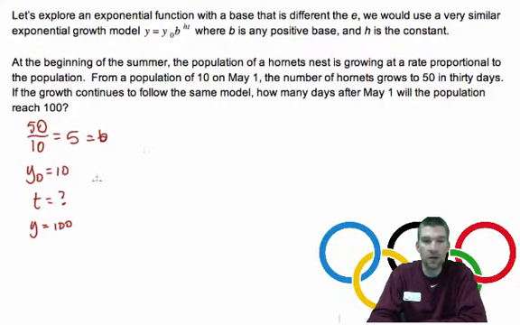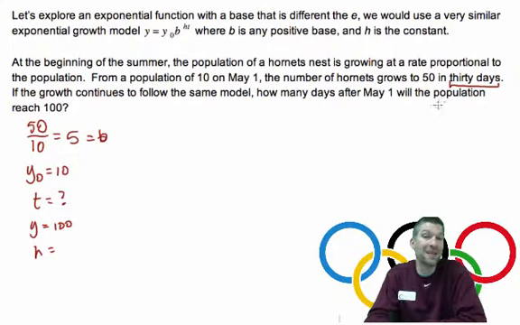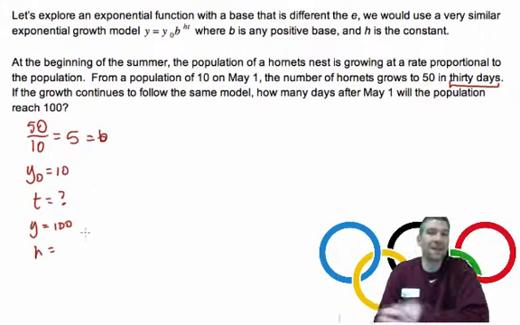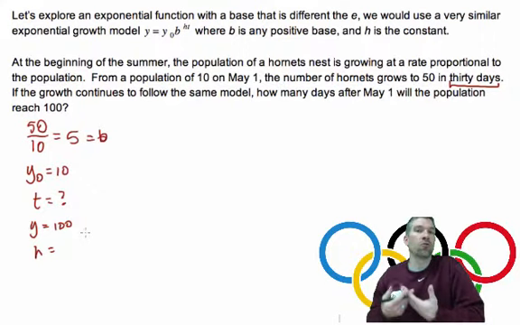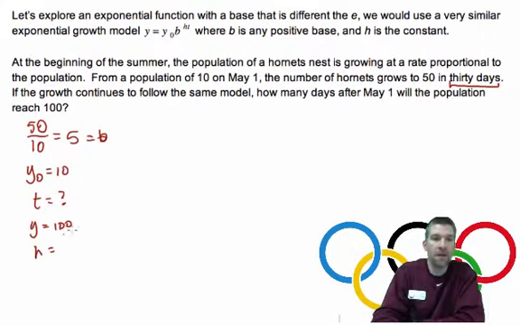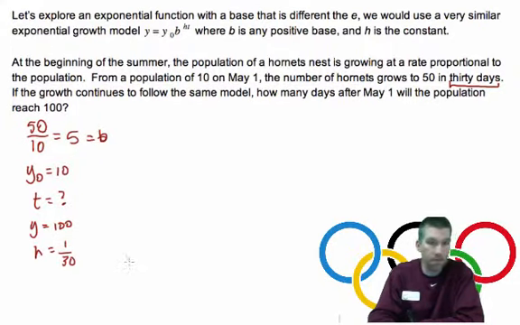And here's the H part. Did you see H in there? It takes 30 days to go from 10 to 50. Okay? And remember, this is proportional. So at the end of that 30 days, we've succeeded in growing one time. All right? So that means that H is going to be 1 over 30. All right? So here's what my problem is going to look like.